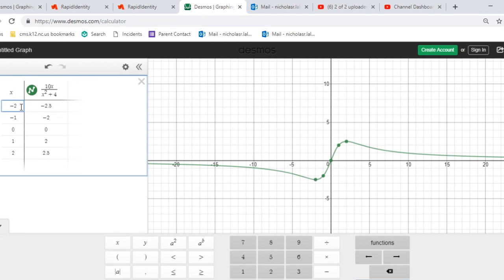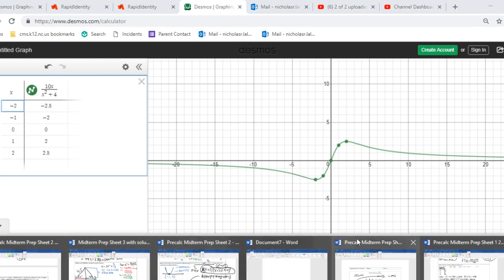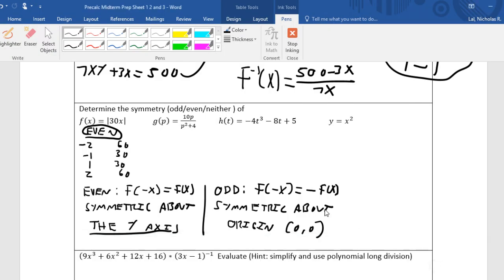So going back to -2, negative 2.5. 2, positive 2.5. 1, negative 2. Positive 1, positive 2. That is the example of an odd function. So this function is odd. All right.